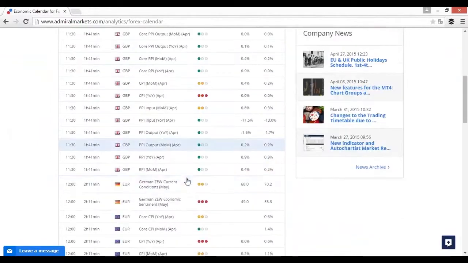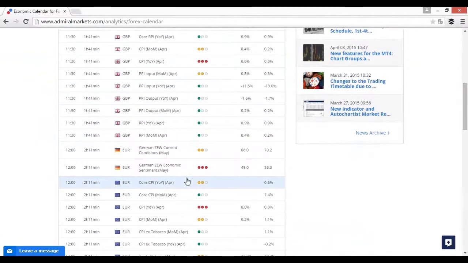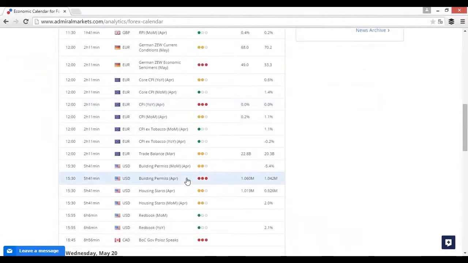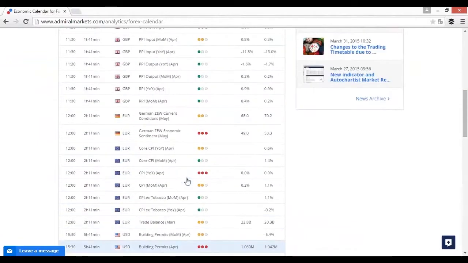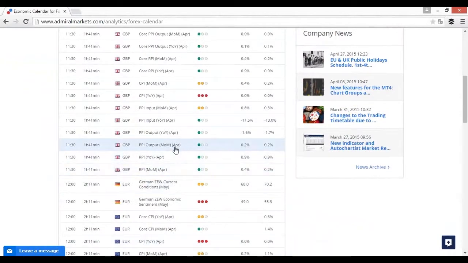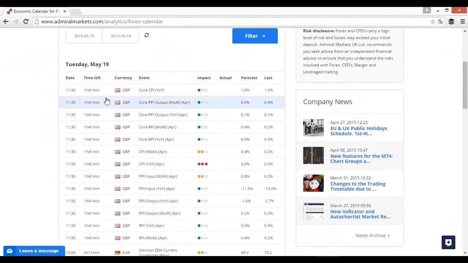Today we have CPI, German ZEW economic sentiment, Euro CPI, building permits. So we have the usual events, but anyhow, the nearest one for us is pound CPI, and some other long list of news events here, ranging from PPI to RPI, CPI, etc. Alrighty.